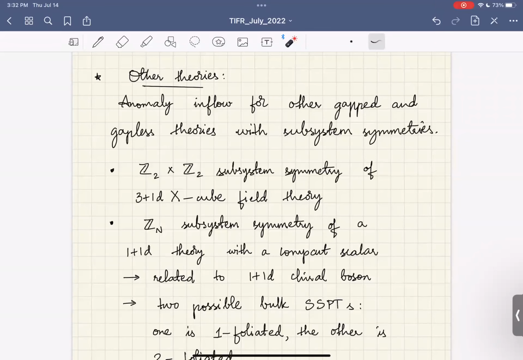Yeah, and it has a Z2 times Z2 subsystem symmetry. And these two Z2 symmetries don't commute with each other. These symmetry operators don't commute with each other. It's exactly like toric code.